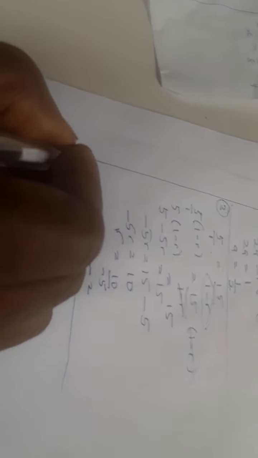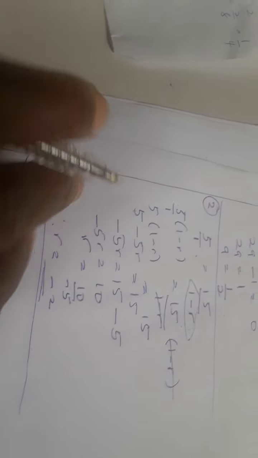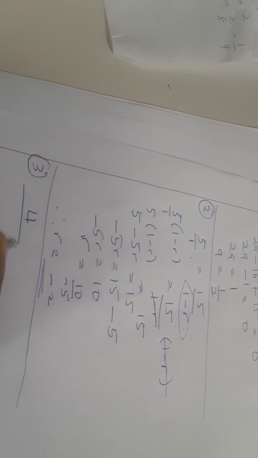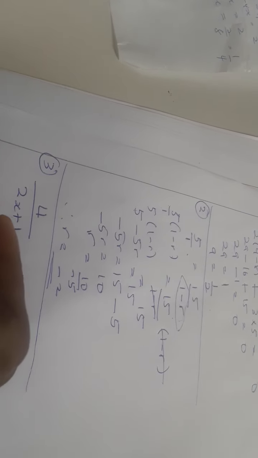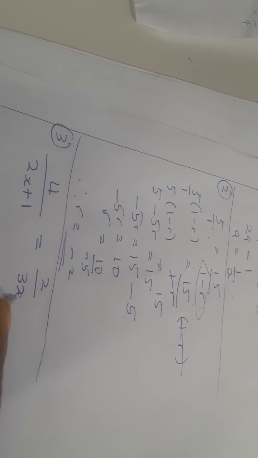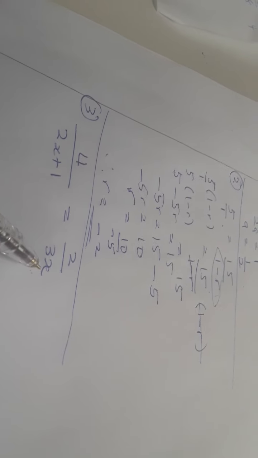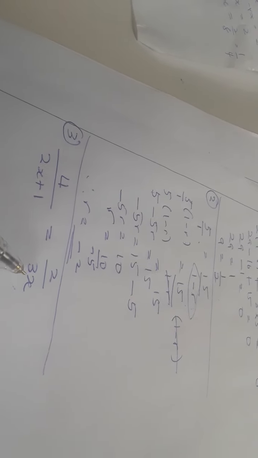Our third example goes thus: 4 all over 2x plus 1 is equal to 2 all over 3x. In this case, we have a binomial in the denominator, and we also have unknowns on the two sides of the equation. No need to be fazed. Just think through the question.